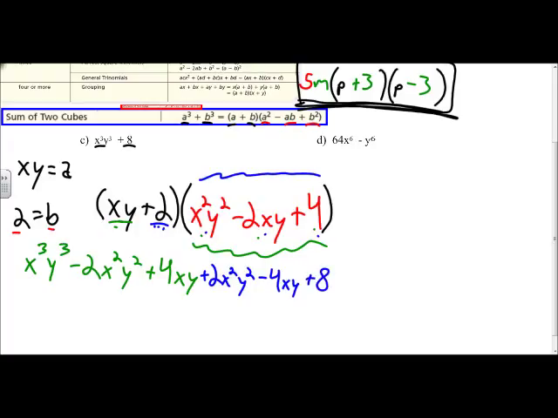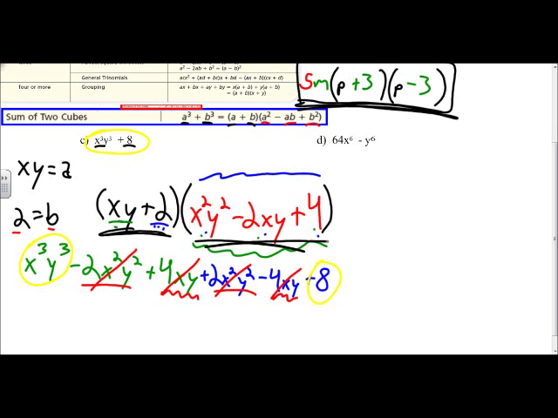Now from here, we notice that we have a negative 2x squared y squared and a positive 2x squared y squared, so those will subtract out. Also, we have a 4xy and a negative 4xy, so those will subtract out, in which case the only things we have left are x cubed, y cubed, and 8, which, looking back, was our original expression. So again, in this case, xy plus 2 and x squared y squared minus 2xy plus 4 are our factors. So this would be our final answer.